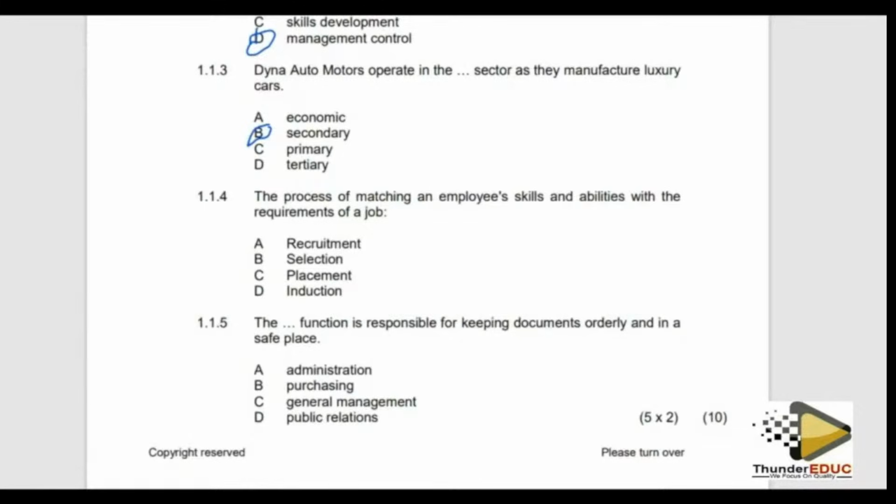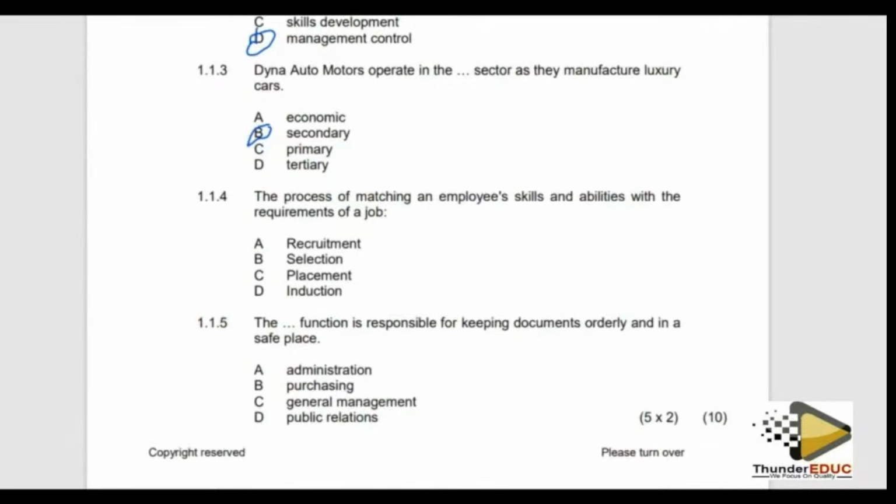who qualifies best or who is the best candidate for that particular position. So now we have placement. Placement normally takes place after the interviews and after the induction. Now is when the candidate starts his duties.